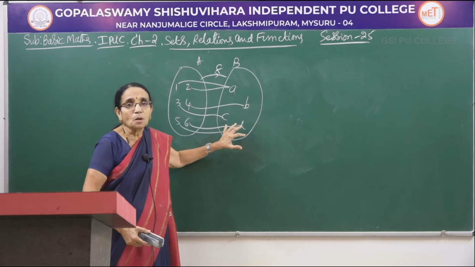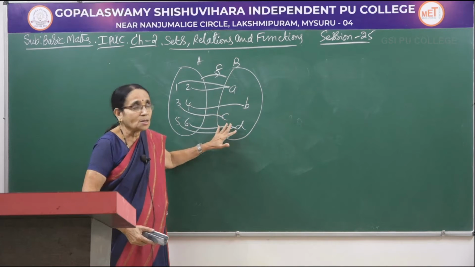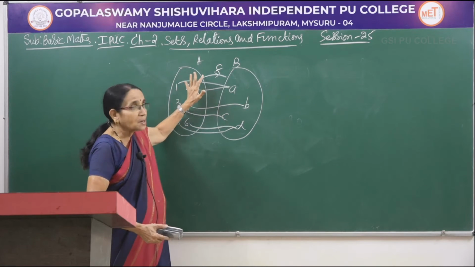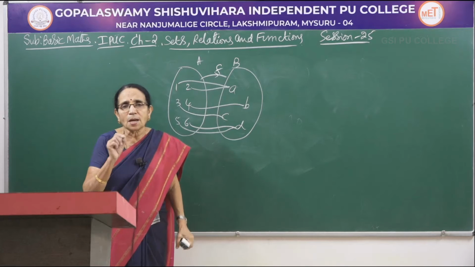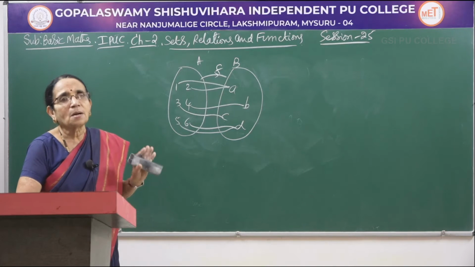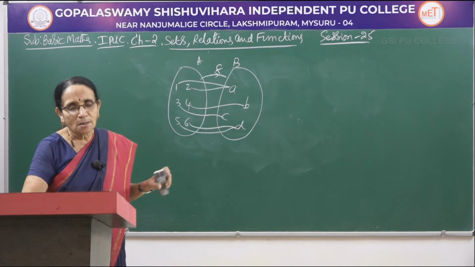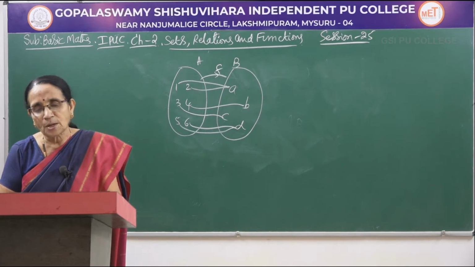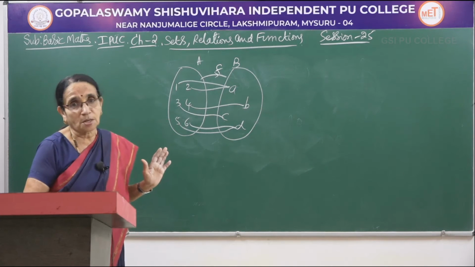All the elements belonging to the codomain B are the images of some or the other elements of the set A, or in other words the domain. That is, each and every element of the codomain should be the image of some element of the domain A. Then it is called an onto function. Onto function, what is the other name? It is also called surjective.